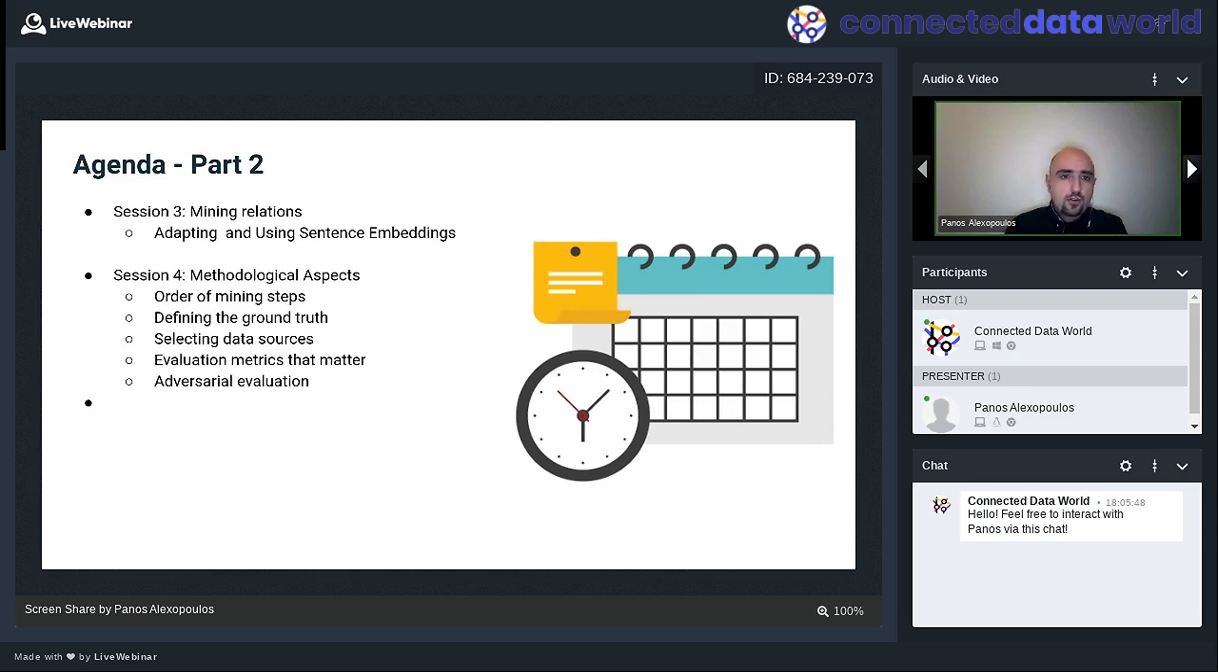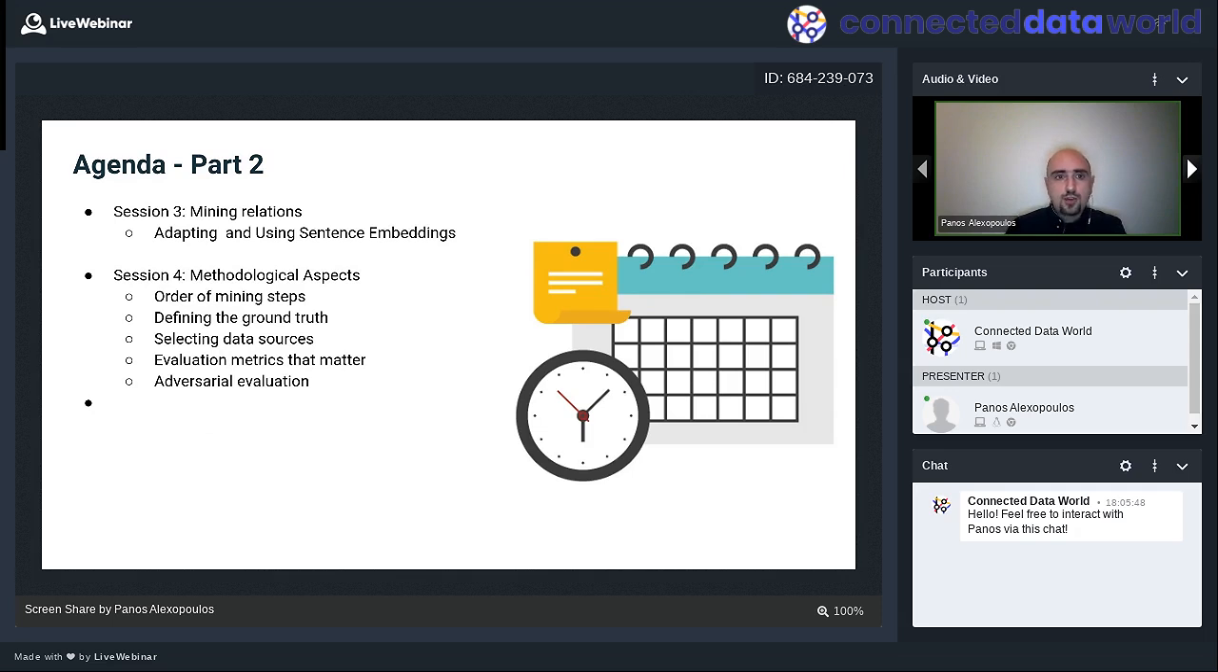Finally, in session 4, we're going to discuss some methodological aspects that we need to consider when we think of an NLP solution for a knowledge graph. So, for example, what should be the order of the mining steps? What should be our starting point? Should it be the data? Should it be the tasks? Should it be the knowledge graph? How to define the ground truth?